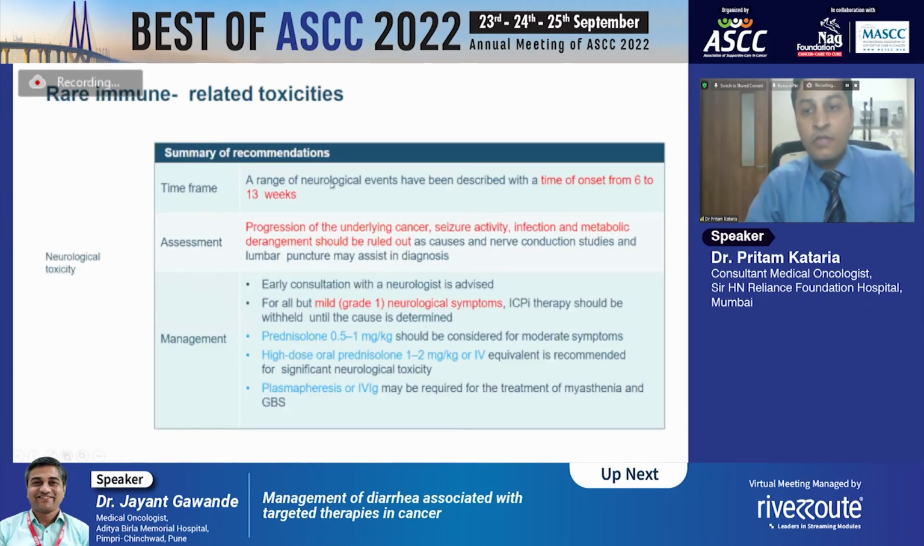So the neurological toxicity generally happens between 6 to 13 weeks. We should be ruling out other causes like progression of the underlying cancer, seizure activity, infection, or metabolic derangements. If it's a mild toxicity, we should be withholding the immunotherapy treatment and looking for its resolution. If it is not resolving or it's a severe toxicity, in that situation, there should be a low threshold to start the steroids.